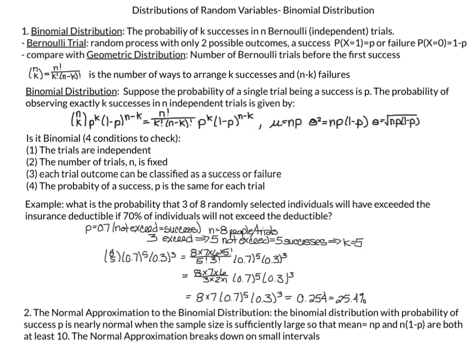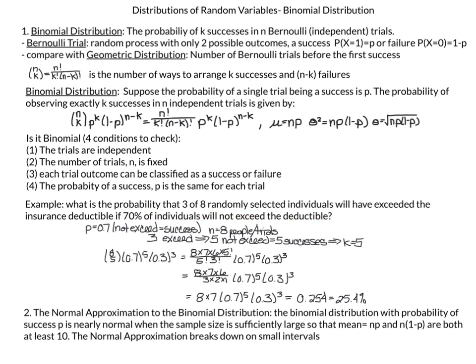We also have a formula for the mean or expected value of a binomial distribution, which is equal to np. And our formula for standard deviation for a binomial distribution is the square root of n times p times 1 minus p. Your book gives you 4 conditions to check to see if a distribution is binomial. And we have this example. What is the probability that 3 of 8 randomly selected individuals will have exceeded the insurance deductible if 70% of individuals will not exceed the deductible?